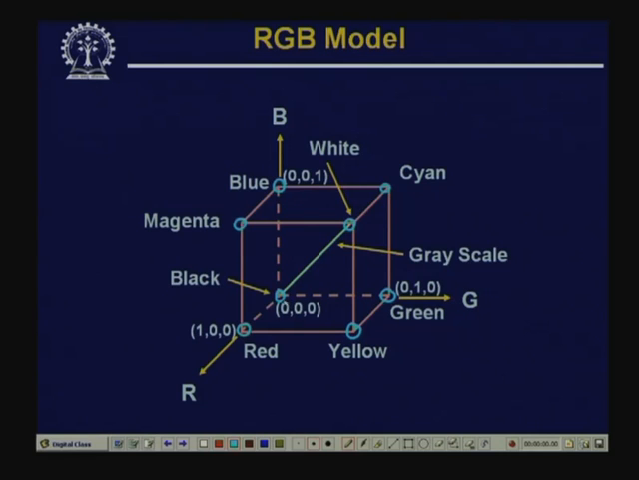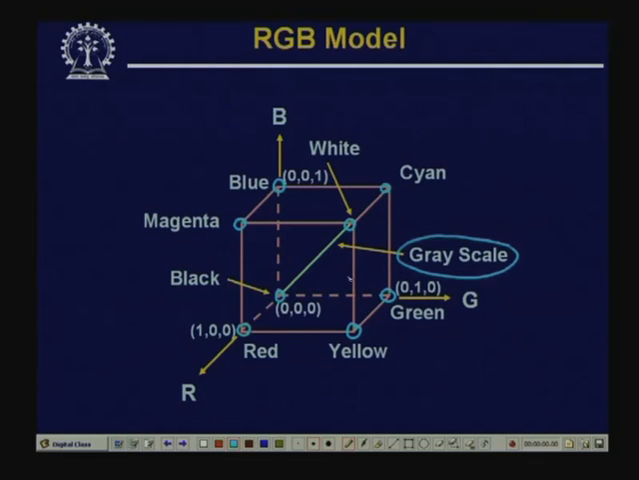And you find that if I join a straight line connecting the origin to this white point, this straight line represents a grayscale, and we also call it an intensity axis. So, as you move from the origin, which is black, to the furthest vertex in this cube, which is white, what we generate are different intensity values. As a result of this, we also call it the intensity axis or grayscale axis.